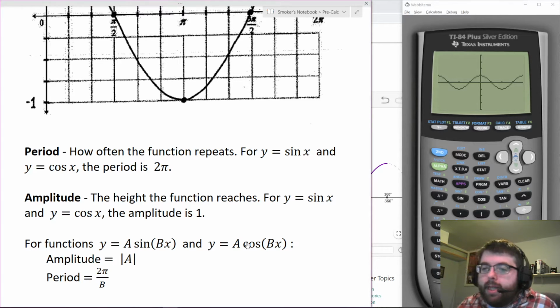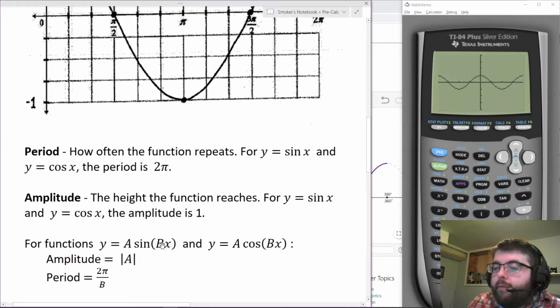The period is determined by the number in front of the x inside the trig function. And when there's nothing there, it's 1. So the period by default, if b is 1, 2 pi over 1 is 2 pi. So the period by default is 2 pi. If there's a 2 in here, then 2 pi over 2 would be pi. So you'd have a period of pi if there was a 2 inside one of these trig functions.